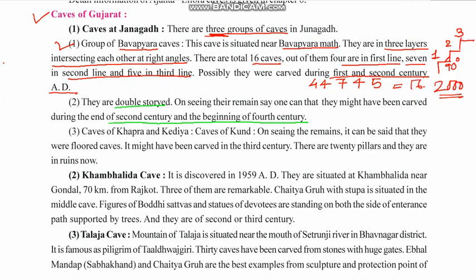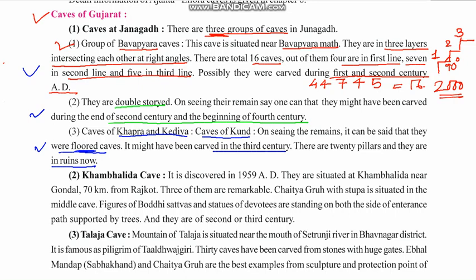The third are the Khapra Khodia caves. They are known as Khapra Khodia caves, caves of Kund. On seeing the remains, it can be said that they were floored caves. Floored means on the bottom. They might have been carved in the 3rd century, so they are the newest. These are the oldest, this is older than this, and they are the newest. There are 20 pillars and they are ruined now. Very few remains of these caves are left now. They are not in a good position now.